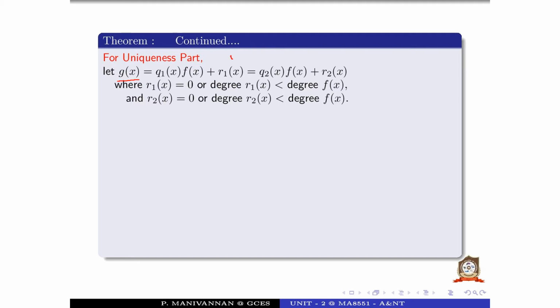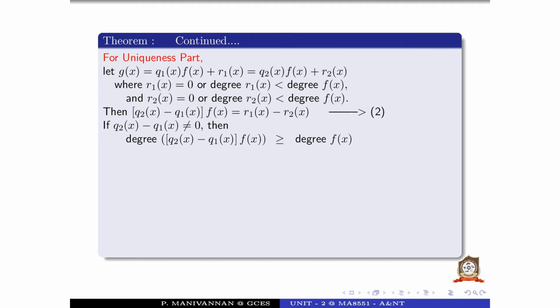g(x) can be written in two possible ways, where r1(x) = 0 or degree of r1(x) is less than degree of f(x) by the first part. The second one is r2(x) = 0 or degree of r2(x) is less than degree of f(x). Take q1(x)f(x) to the right side and r2(x) to the left side. We get (q2(x) - q1(x))f(x) = r1(x) - r2(x).